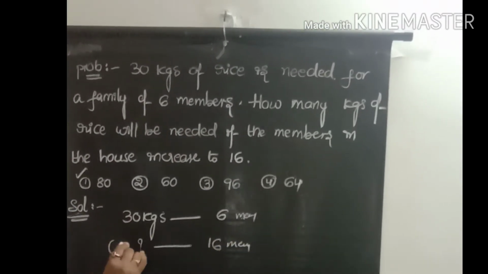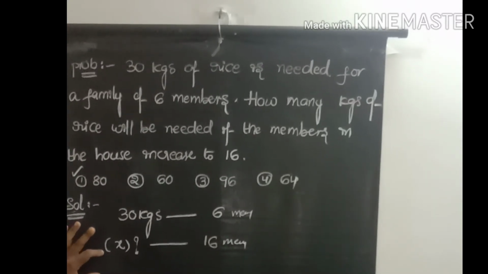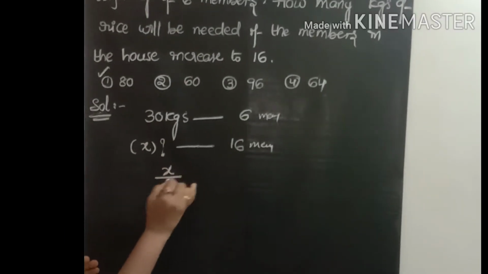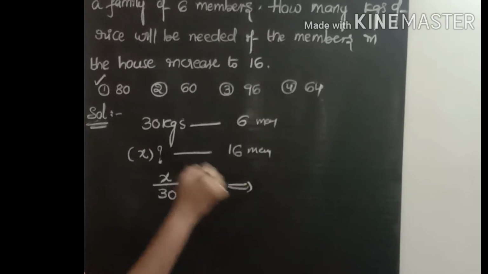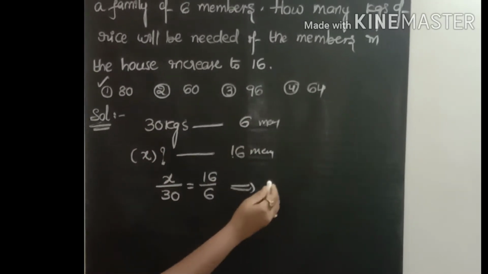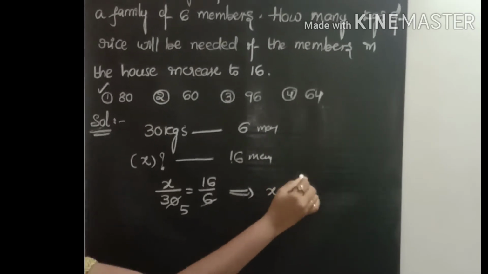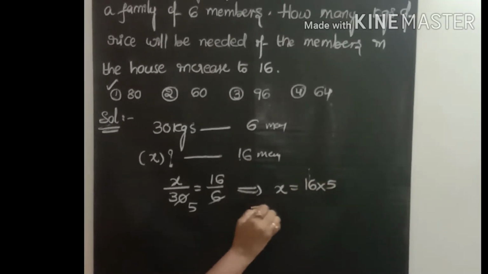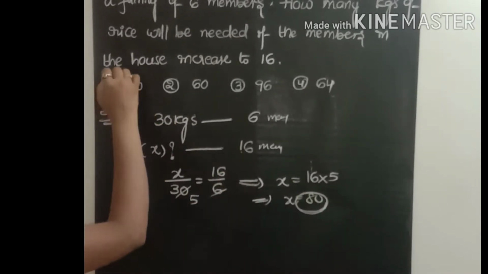So we are taking this value as x first. Let the number of kgs of rice needed be x. Then by proportionality, x by 30 is equal to 16 by 6. That is, it is cancelled by 5 times. Then x is equal to 16 into 5. That is, x is equal to 80. So 80 kgs of rice will be needed.